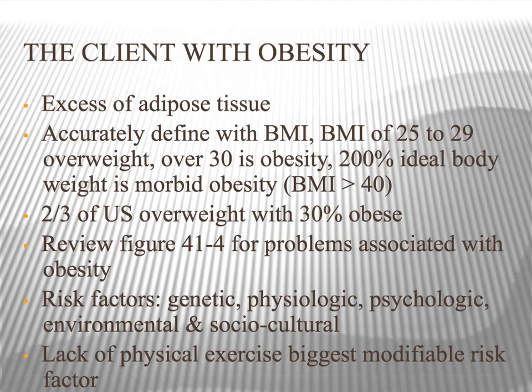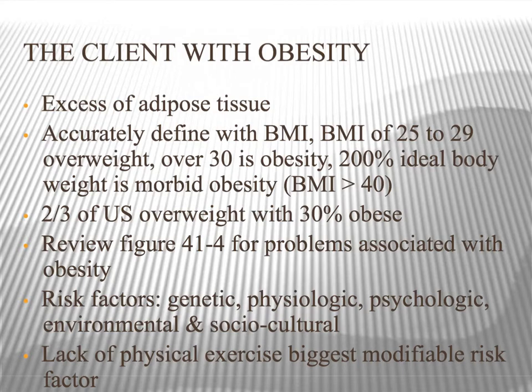Obesity starts chapter 41, and it starts on page 906 in your book. A simple definition would be just an excess of adipose tissue. If you're looking on page 907, it shows you the BMI chart. We know that a BMI of 25 to 29 is considered overweight. A BMI of over 30 is considered obesity.